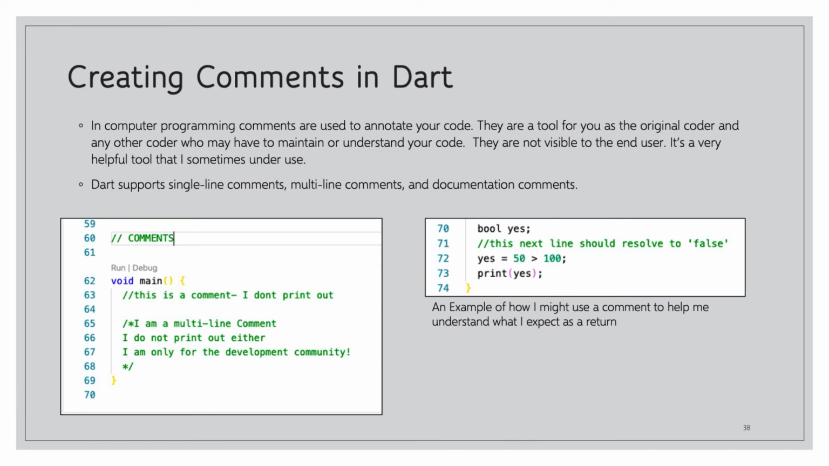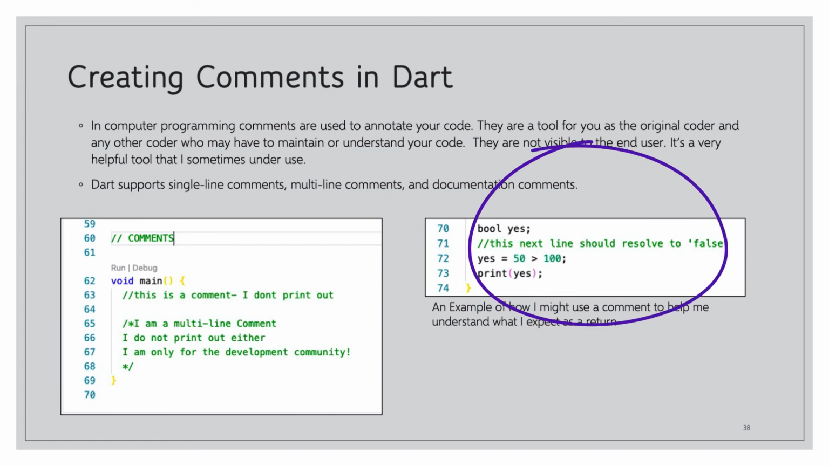So Dart supports single line comments and multi-line comments, and also documentation comments. So let's look at them. Here, // is simply a single line comment. Right below in the body of our main function, we have a / followed by an asterisk. Then we have several words over several lines, and then we close with just the opposite, asterisk, and then a /. That's an example of a multi-line comment. On the right-hand side, I give you an example of how I might use a comment to help me understand what I expect as a return.